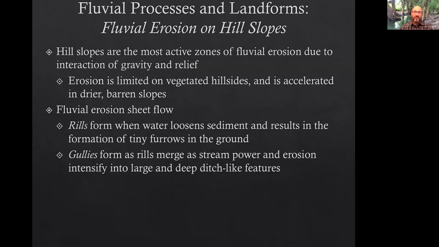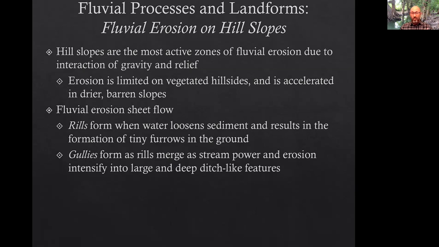Hill slopes are the most active zones of fluvial erosion due to the steepness of the slope. Therefore, gravity's force affects the movement of water and the material that it can carry, giving it more energy. Okay, the more vegetation there is on the hillside, the less erosion may occur because roots like to hold in dirt, and that slows down or prevents erosion from occurring. So where you have a dry or a barren slope, that's more susceptible to being washed away by fluvial action.